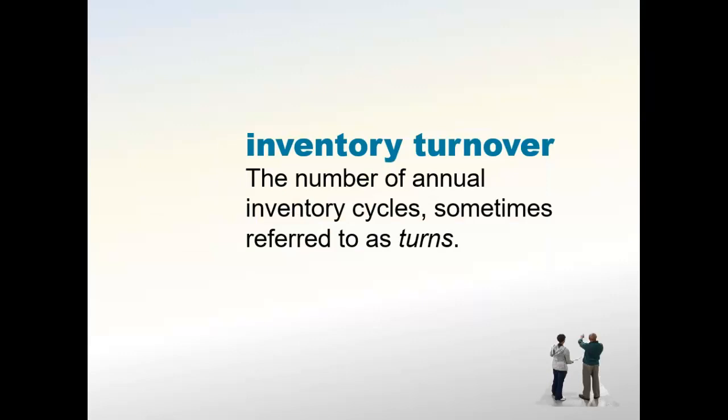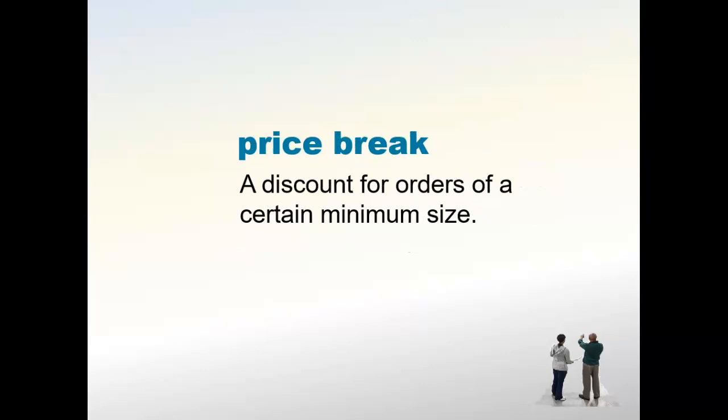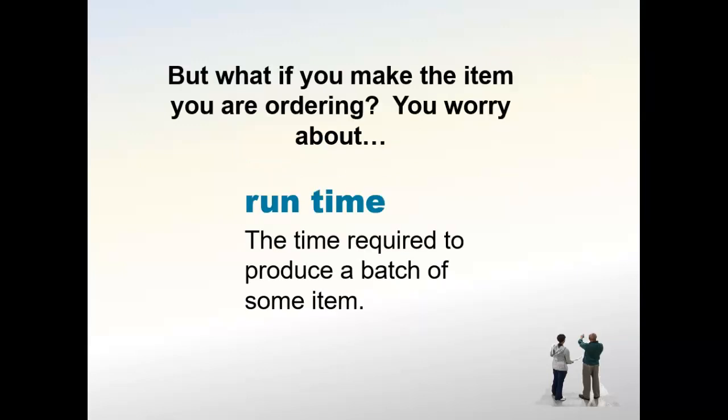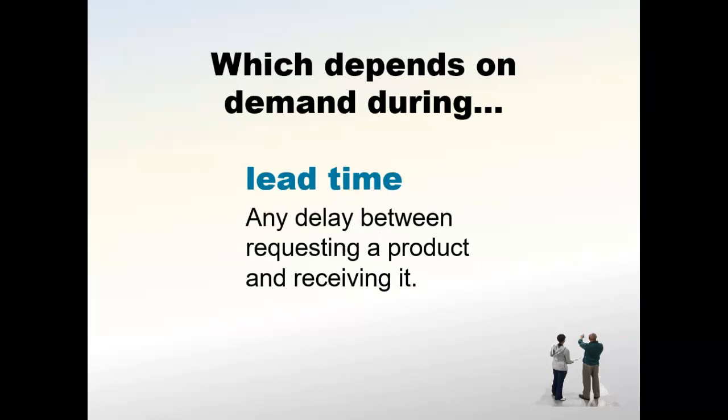Inventory turnover is the number of annual inventory cycles, sometimes referred to as turns. Average inventory refers to the average of the beginning and the ending inventory of a particular time period. A price break quantity is the minimum order size that qualifies for a quantity discount. Run time is the time required to produce a batch of some item. The reorder point is an inventory level that triggers replenishment of an item. And lead time is the delay between requesting a product and receiving it.